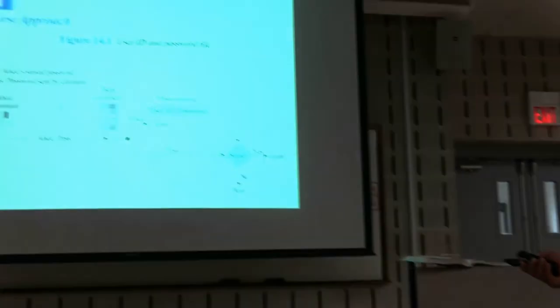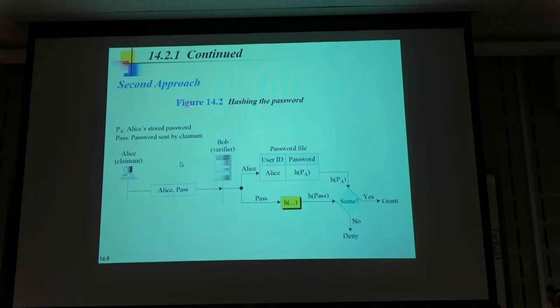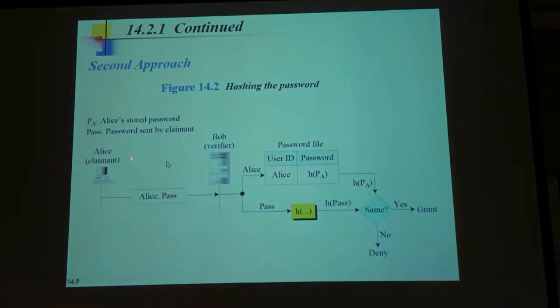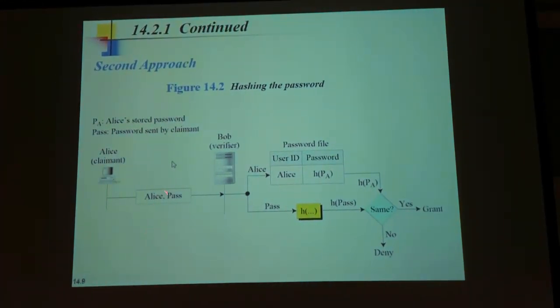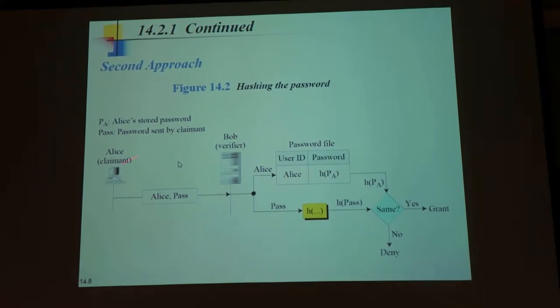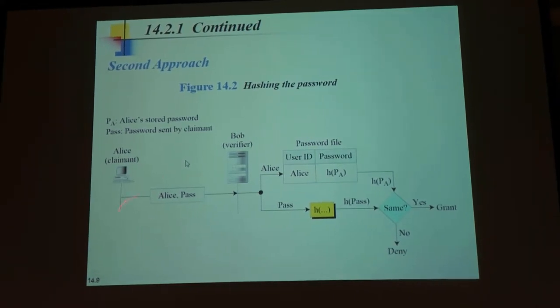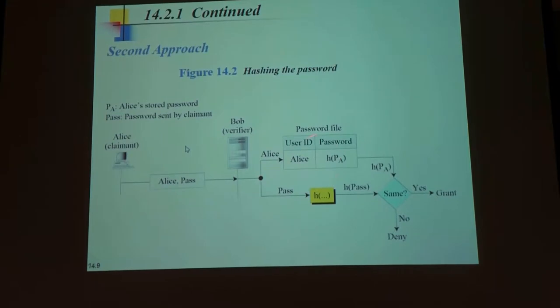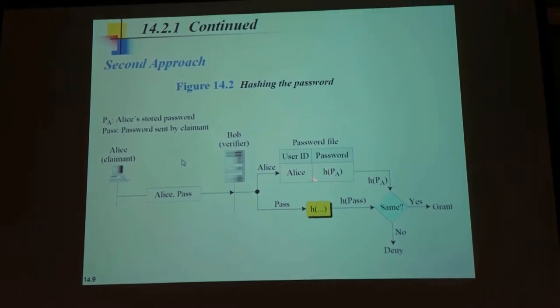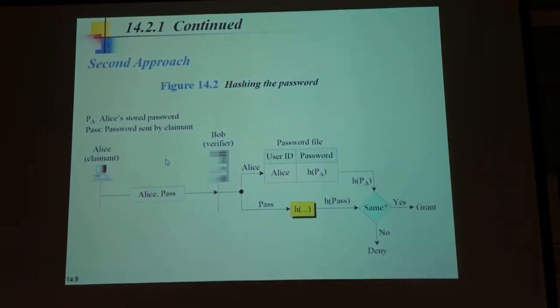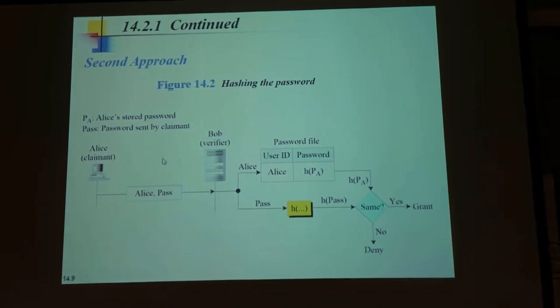Okay? So what we have to do in the second approach, we could have the hashing. So what we do, Alice Clement will send the password. However, how we save it in here, we don't save the whole password, we save the hash of the password. So if somebody breaks into the table, they cannot get the password. Okay? But again, if the person knows what kind of hash, they can get the password, right?